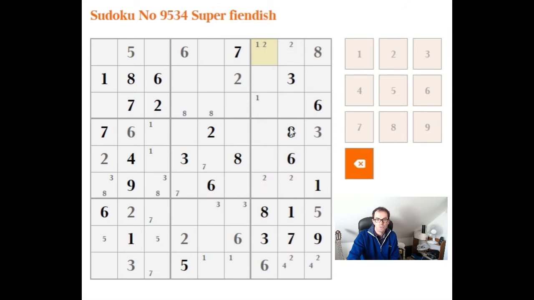I mean, X-wing is a word that you may have heard in the context of Sudoku solving, and this is a form of X-wing, because the 2's will either appear on this slant of the X, i.e. there'll be a 2 here and a 2 here, or on this slant of the X, 2 here and 2 here. But they won't appear anywhere else in this column. Therefore, they can't appear here. And this has to be a 4, and this has to be a 2.